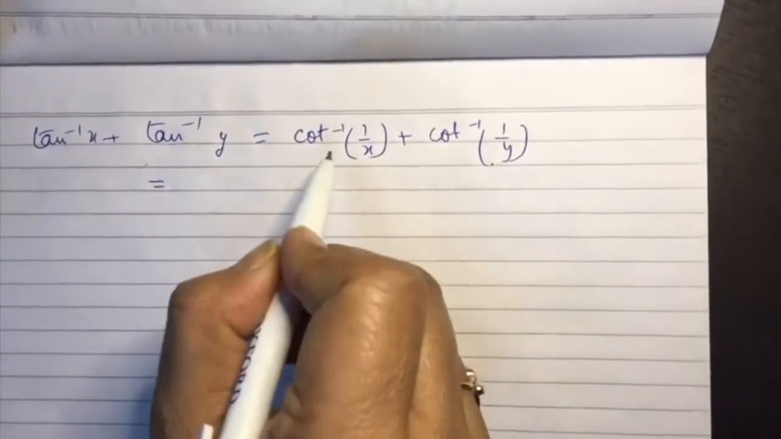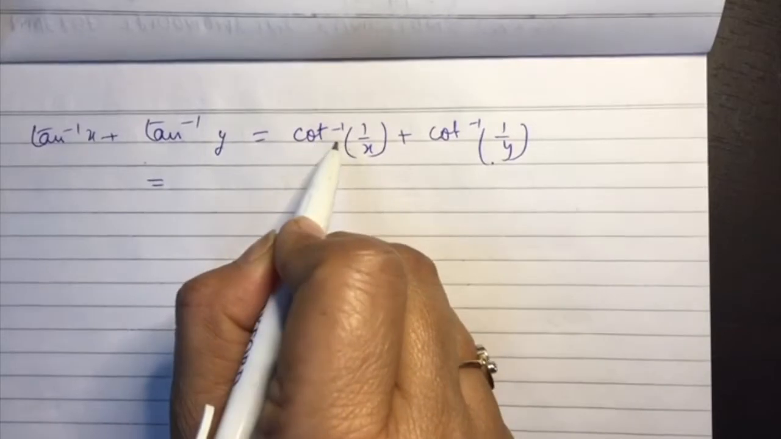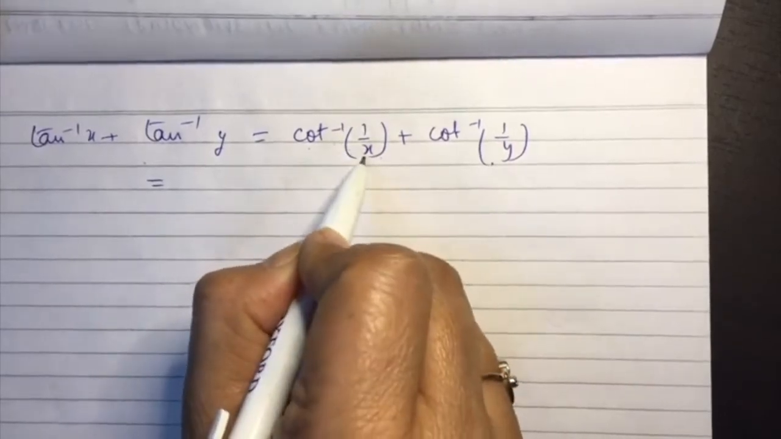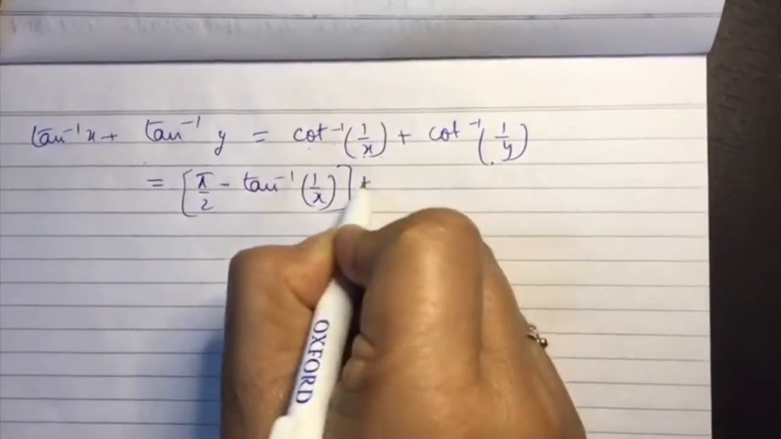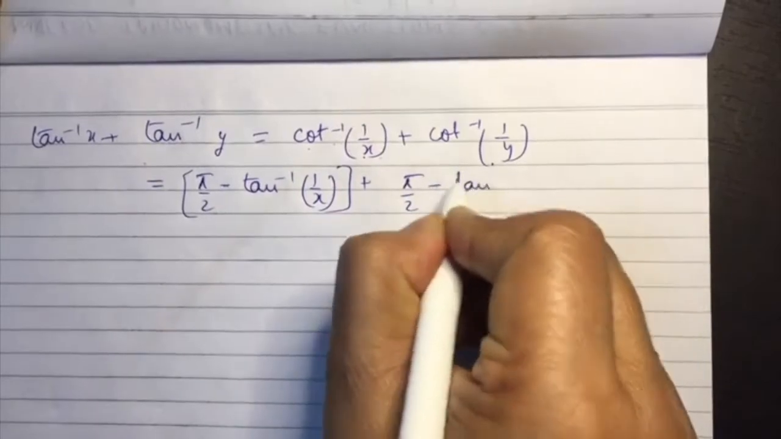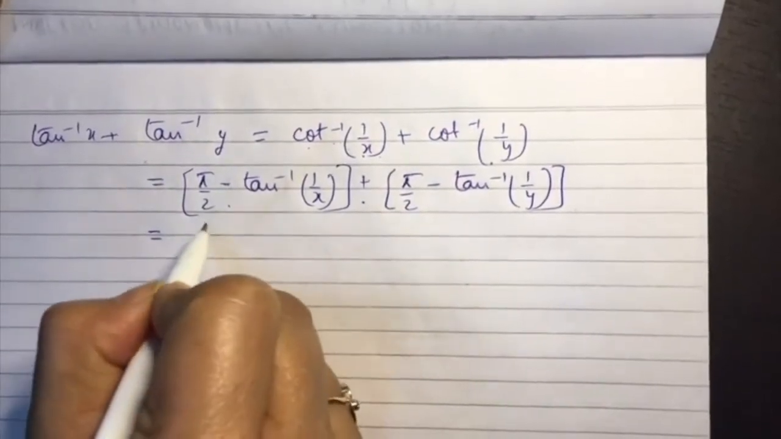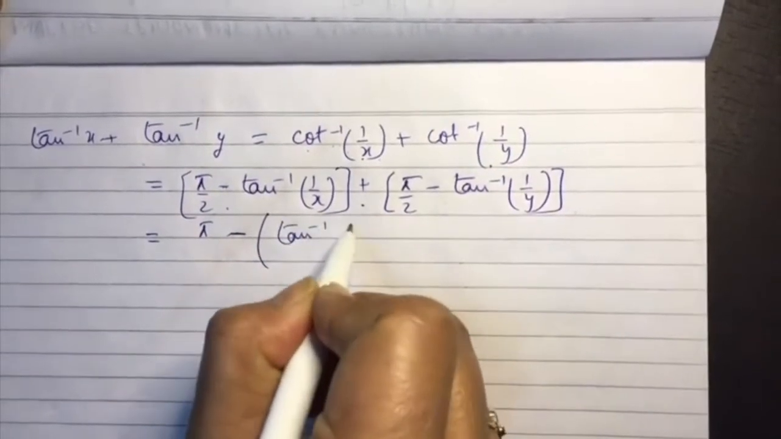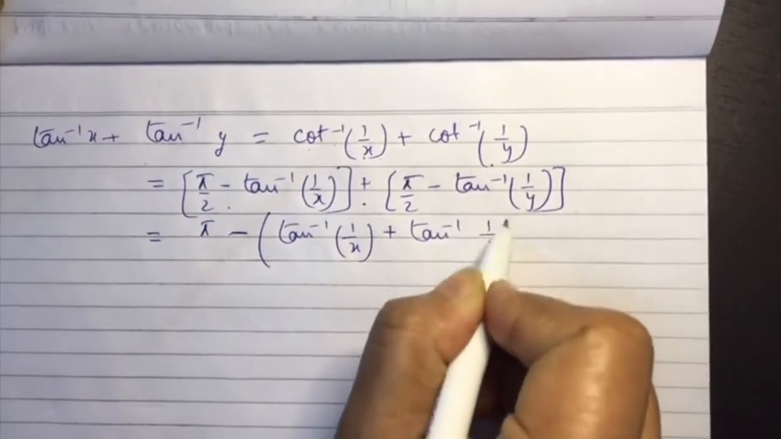Now, we have also done the property that the sum of tan inverse and cot inverse of the same angle is equal to pi by 2. So, I can write cot inverse of some angle as pi by 2 minus tan inverse of the same angle. In the same way here also I can write pi by 2 minus tan inverse of 1 by y. This gives us pi by 2 plus pi by 2 is pi, and both the negatives can be taken common, and we will be left with tan inverse 1 upon x plus tan inverse 1 upon y.